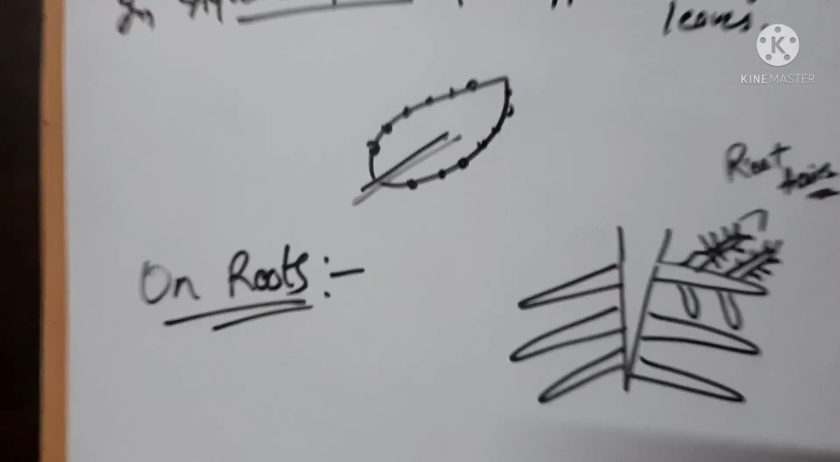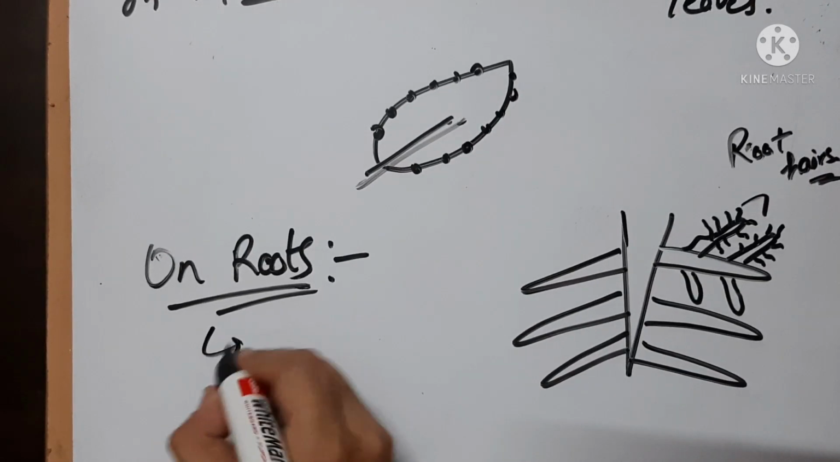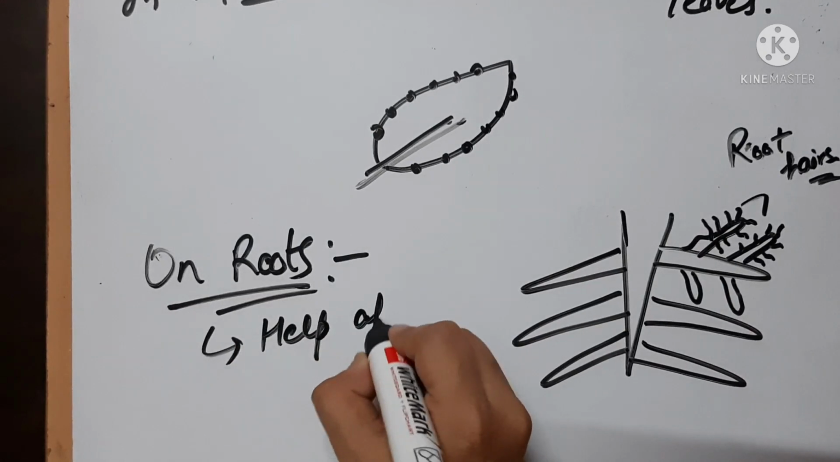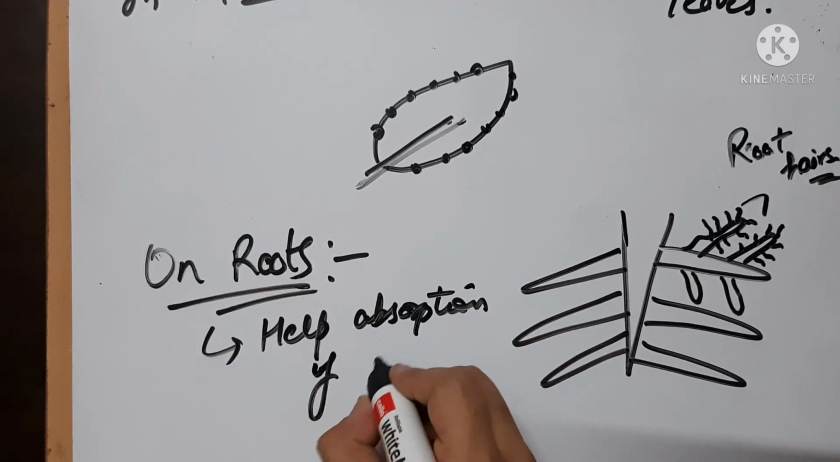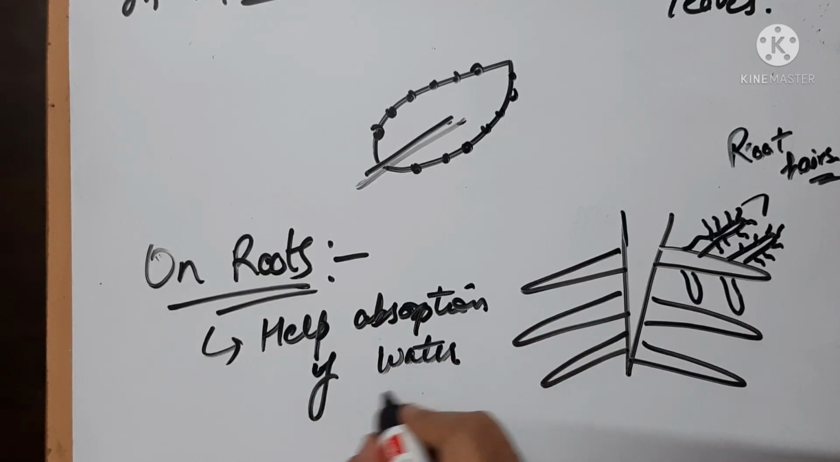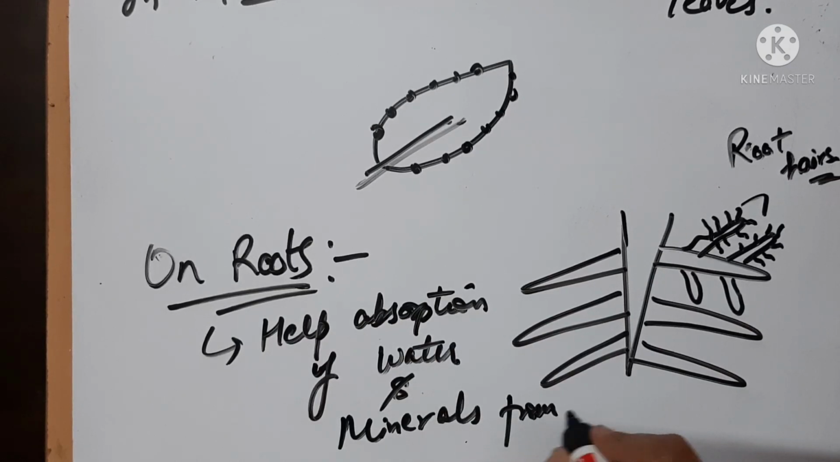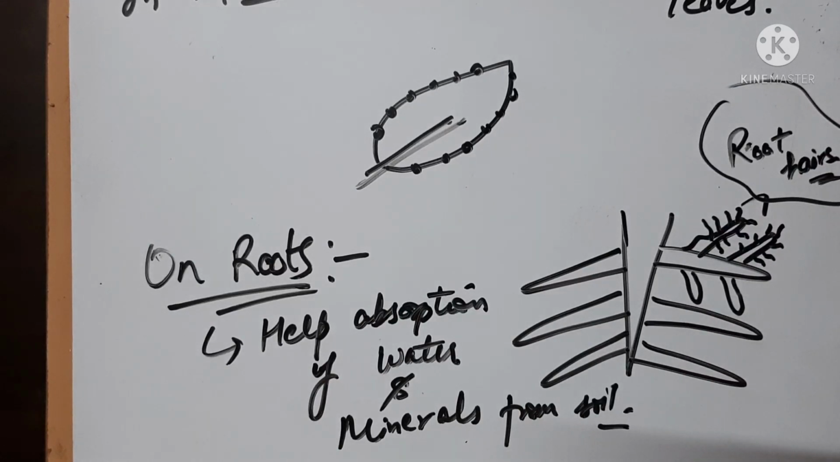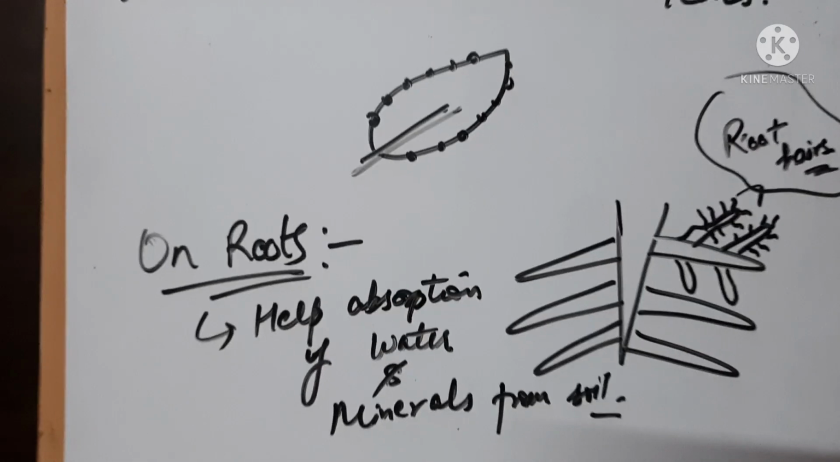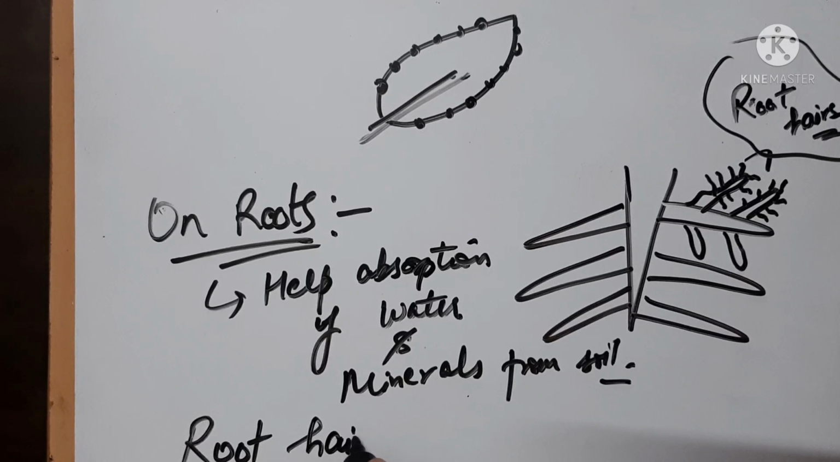Can you tell me the function of roots? Yes, the roots help in absorption of water and minerals from soil. So, on the epidermis of roots, root hairs are present. These are the root hairs, small hair-like structures present on the roots. What will be the function of root hairs present on the epidermis of roots?